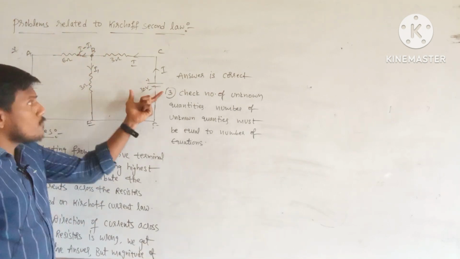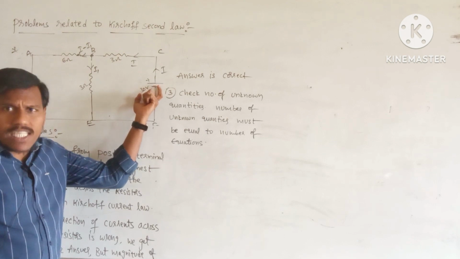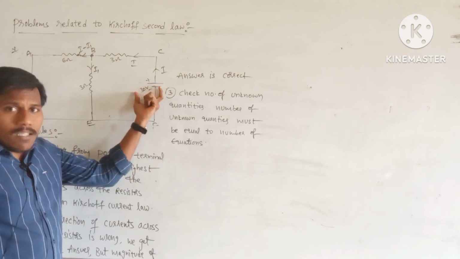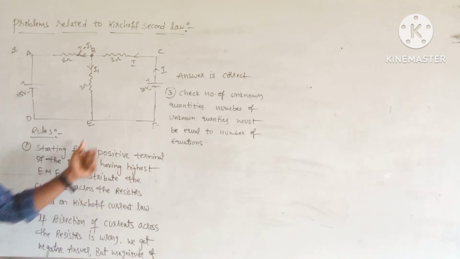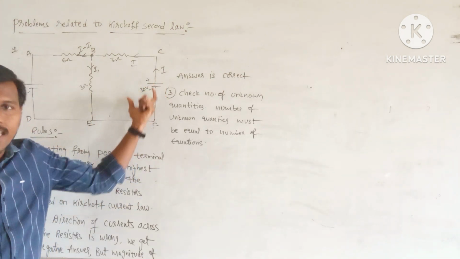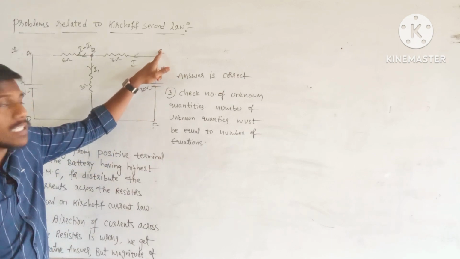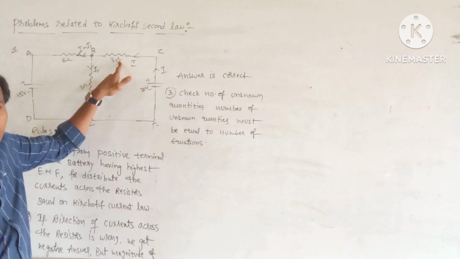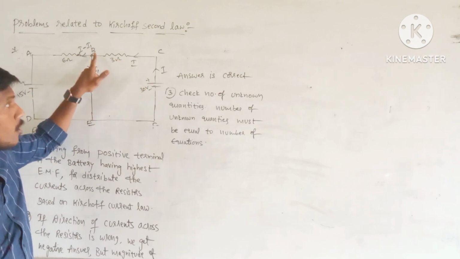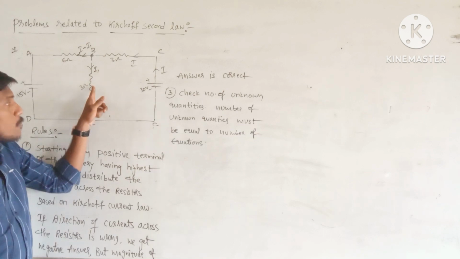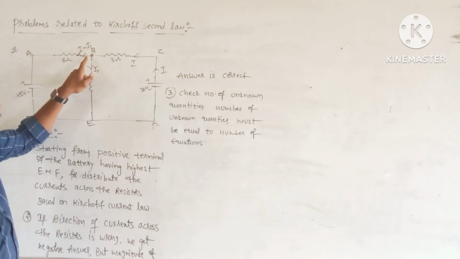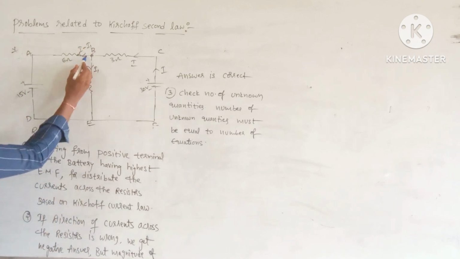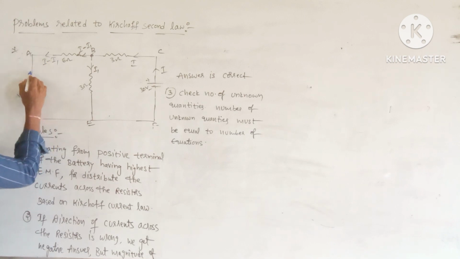Here out of 2 cells, I am considering the 30 volt cell. Why am I considering the 30 volt cell? We already discussed the first rule: starting from the positive terminal of the battery having the highest EMF. So from this cell, current I comes like this and passes through the 3 ohm resistor. At the junction B the current is divided. Out of I amperes, I1 passes through the 3 ohm resistor. So what is the remaining current? I minus I1 passes through the 6 ohm resistor. Now I minus I1 current goes like this.